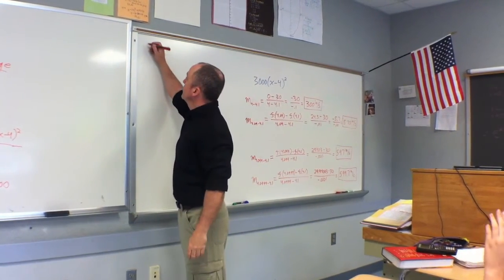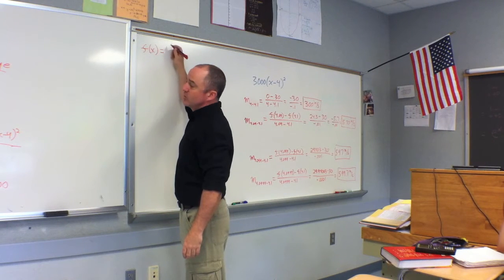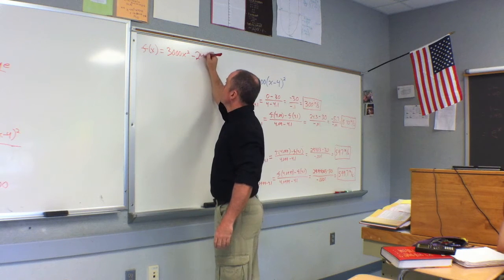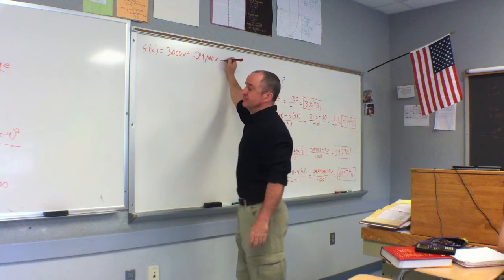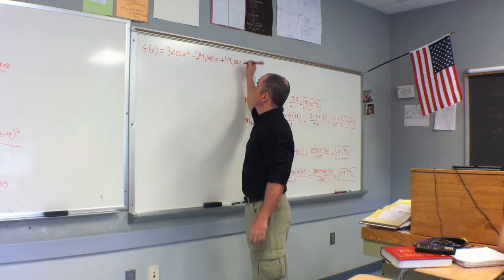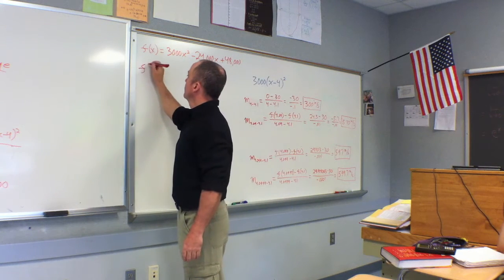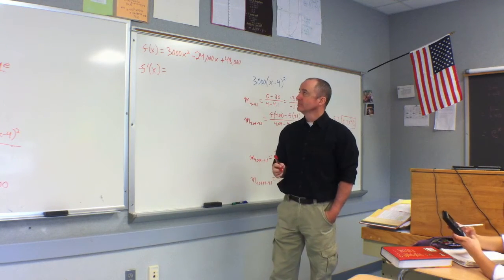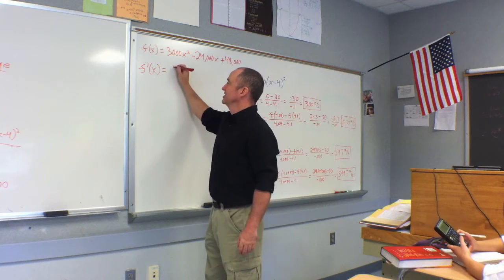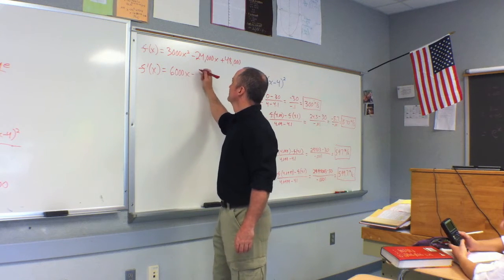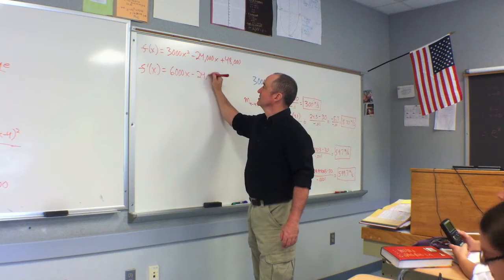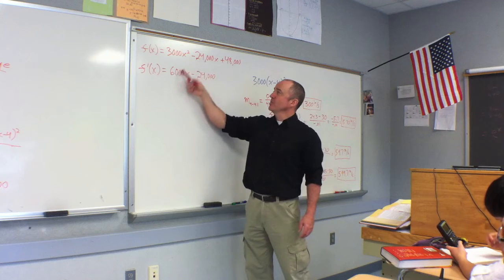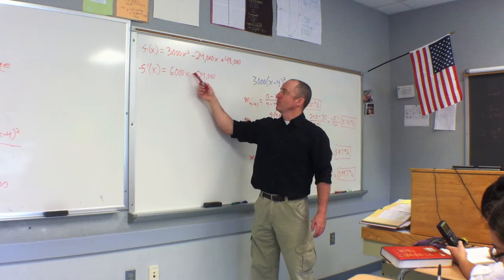Okay, so if I start with f of x equals 3,000x squared minus 24,000x plus 48,000, by the rule we talked about yesterday, what will f prime of x be? 2 times 3,000, so 6,000x, minus 24,000, and then leave out the rest. Yep. Bring down the 2. Exponent reduces by 1.